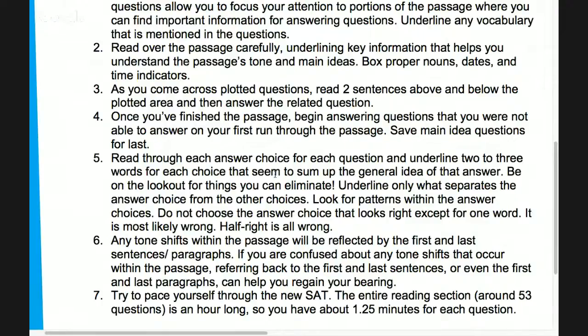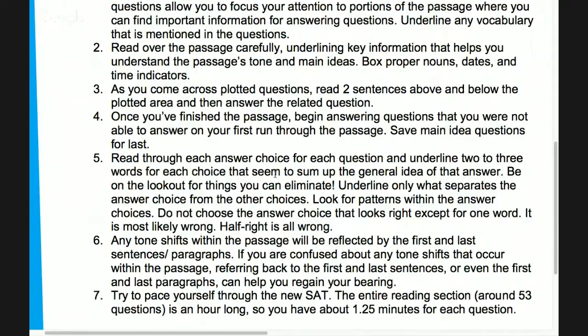3, as you come across plotted questions, read 2 sentences above and below the plotted area, then answer the related question. You want to read sentences above and below to make sure you're getting the proper context for answering the question, and it'll make it a lot easier. Sometimes if you just read the one sentence where you think the answer is, it can give you something misleading. Perhaps there's sarcasm involved or something like that, where the sentence doesn't mean exactly what they're trying to say.